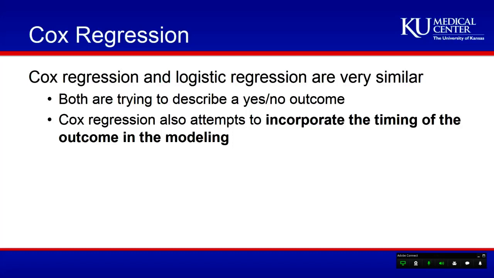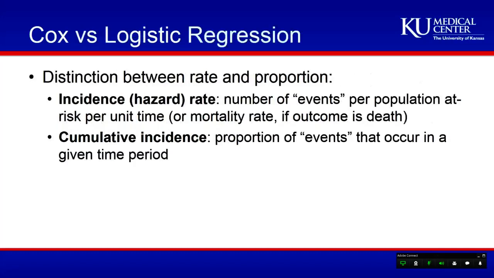Cox regression is even more complex in that it's incorporating not only whether or not the event is occurring, like logistic regression, but it's also incorporating the timing of the outcome in the model, and it allows you to adjust for, again, other potential predictors or nuisance variables. The distinction between logistic regression and Cox regression is what you get from the results in terms of interpretation. So it's the distinction between what we call a rate and a proportion.